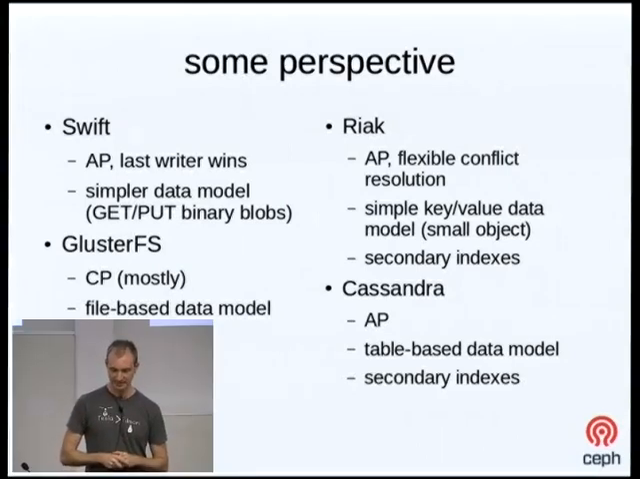So there's that. And then moving up in terms of complexity, there's Cassandra, which is also an AP system, but it has a much more complicated data model. So it looks a lot more like a database. You have rows and columns. You have this extra time dimension. And it also has secondary indexes. So you can do these SQL-like queries across the data that's stored in Cassandra.